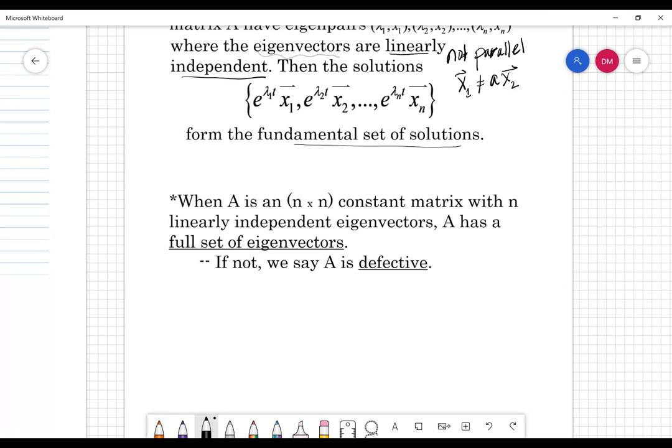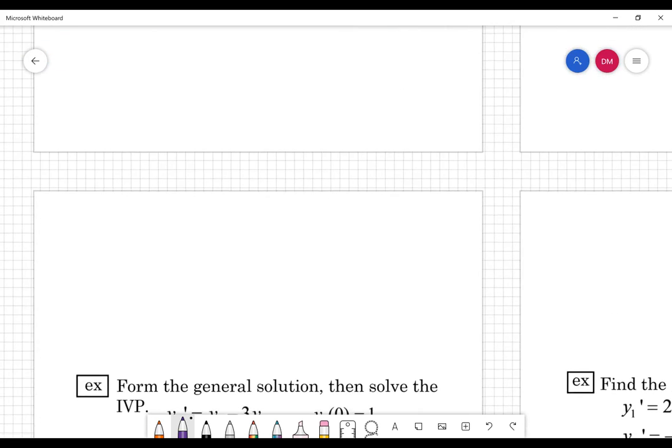If A is some n by n constant matrix and A has a full set of eigenvectors, that's a great thing. Then that means we have a fundamental set of solutions. If that is not the case, then we call A defective, which is kind of a sad word, but we are talking about matrices here, so I don't think their feelings are getting hurt too much. So we call the matrix defective if we cannot get our fundamental set of solutions. We've talked a lot about what it means to have a fundamental set. So if you are not getting those linearly independent eigenvectors, then it might be that you have a defective matrix.